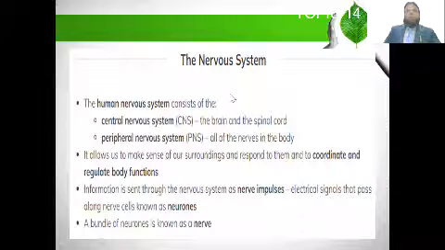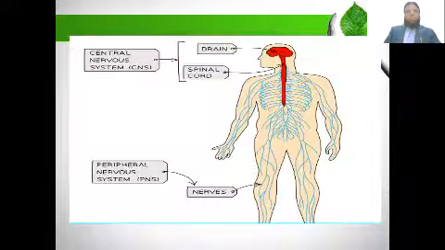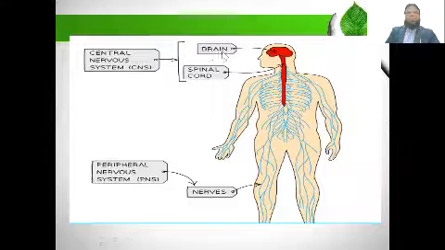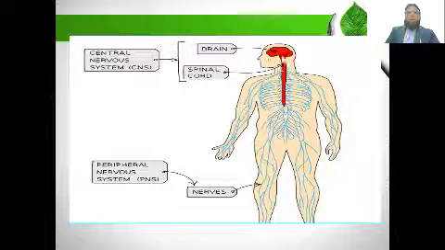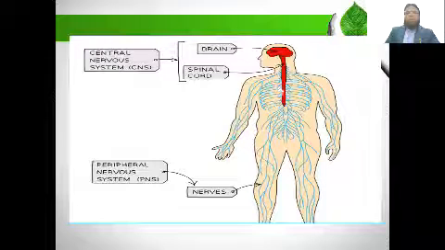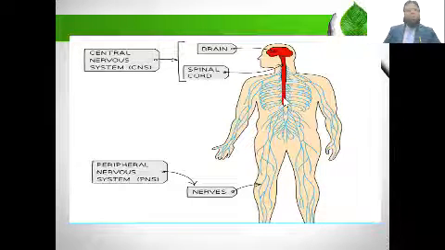So here you can see in the first slide, the human nervous system consists of CNS. CNS stands for central nervous system, which has the brain and the spinal cord. And second is the peripheral nervous system, which consists of different nerves. Let me show you with the help of a diagram. You can see here the central nervous system, which comprises the brain and spinal cord. As you can see, both of these organs are found in just the middle of the body. That's why it is called the central nervous system.